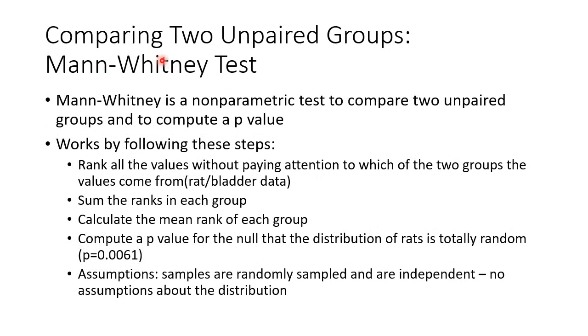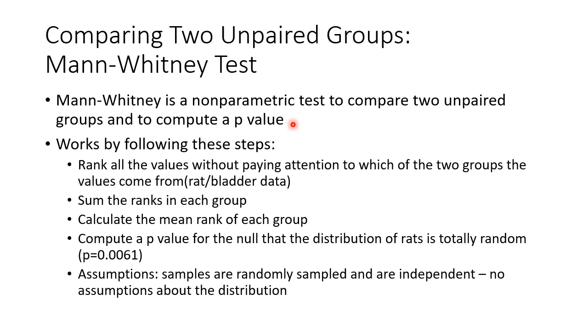One of the big ones we use here is when we're comparing 2 unpaired groups. We're going to have what we call the Mann-Whitney test. You may see a Mann-Whitney U-test occasionally. Basically, this is a non-parametric test to compare 2 unpaired groups and compute a p-value. This is the non-parametric version of a t-test.